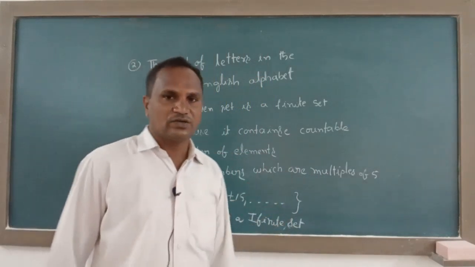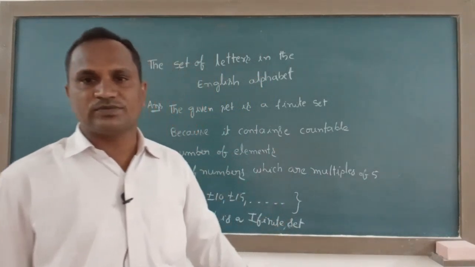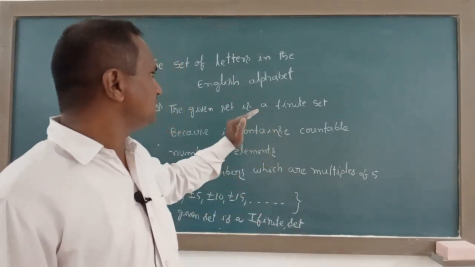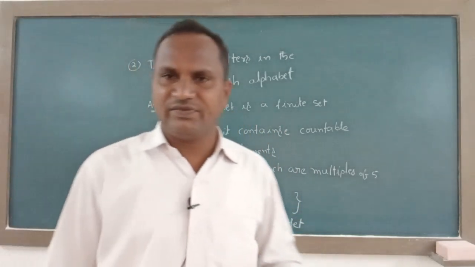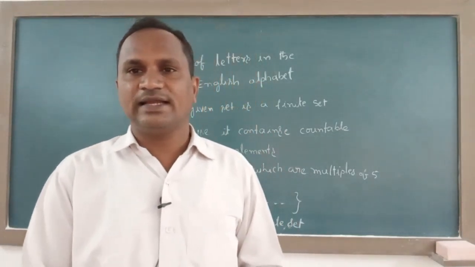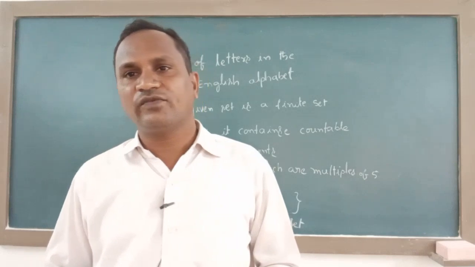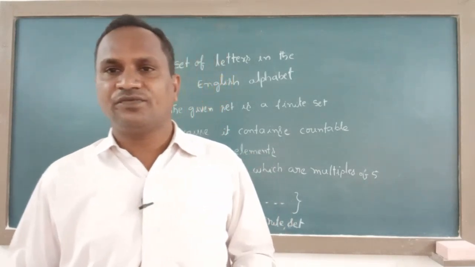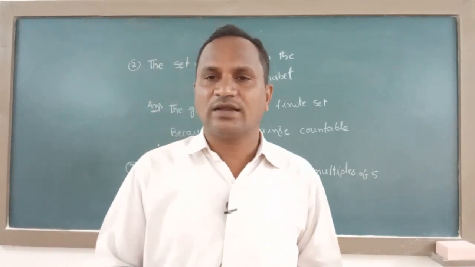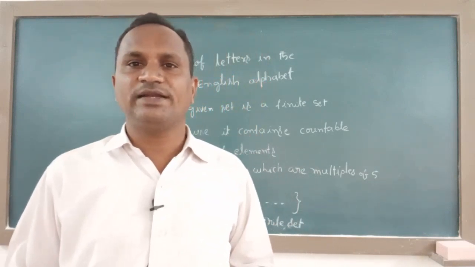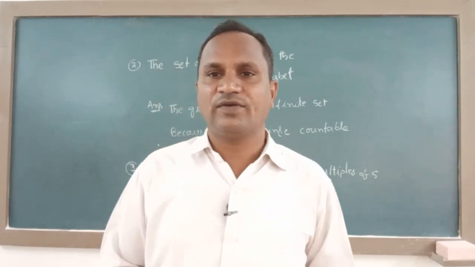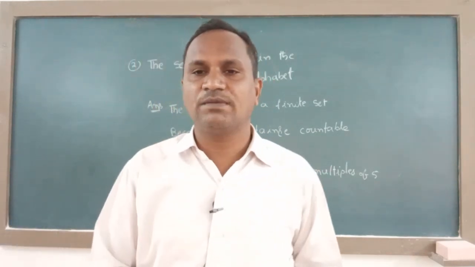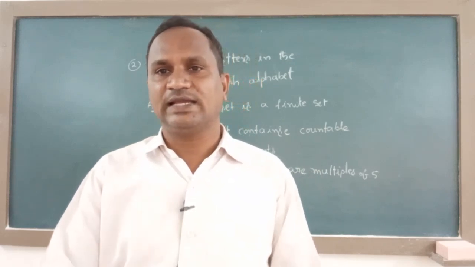Like that, today we have finished the problems on finite and infinite sets. It's very simple. In case of finite, the set contains a countable number of elements, and we call them finite sets. In case of infinite sets, the set contains an uncountable number of elements, and we call them infinite sets. These are the examples for finite and infinite.